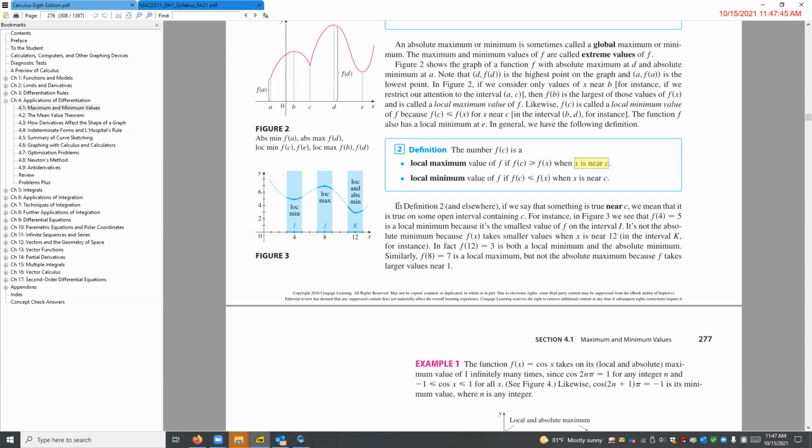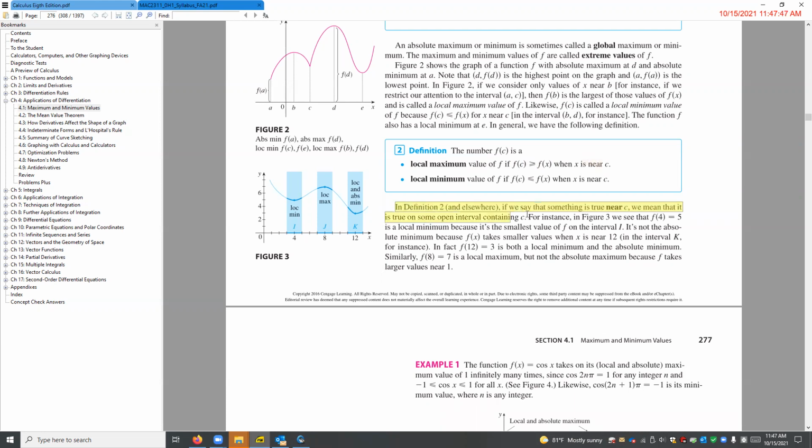But if you look here, they say in definition 2 and elsewhere, we say if something is true near c, we mean it must be true on some open interval containing the number c. So if you have an endpoint, like over here, then you cannot center an open interval at that point because there is nothing to the right. However, is this the largest y value anywhere nearby on that graph? Well, yes, it absolutely is. If you zoom in on that part of the graph, then this endpoint is the largest value anywhere nearby.